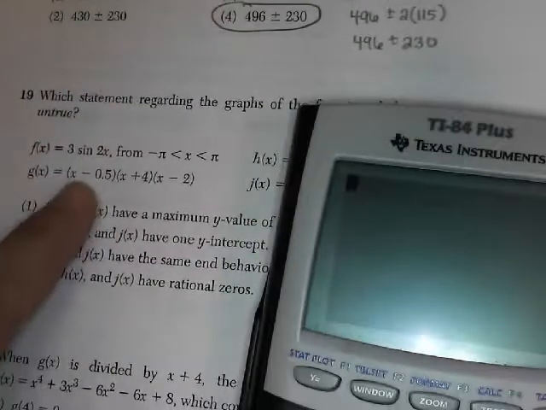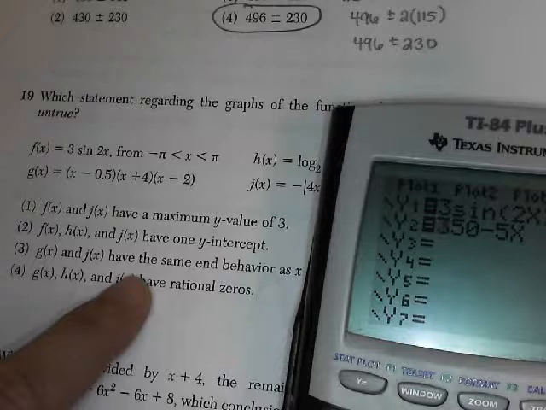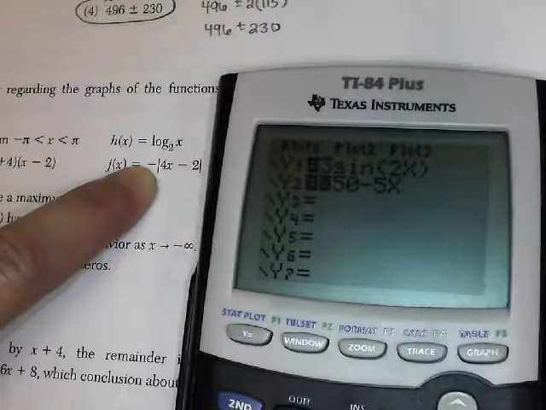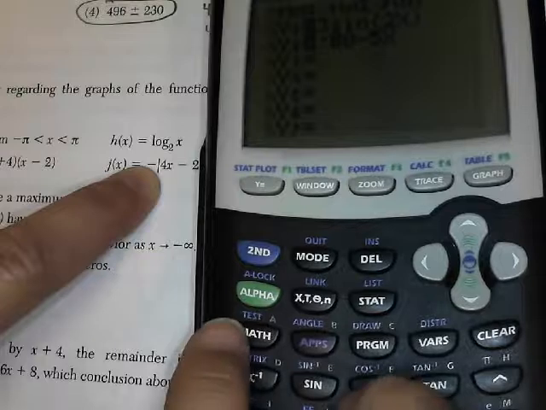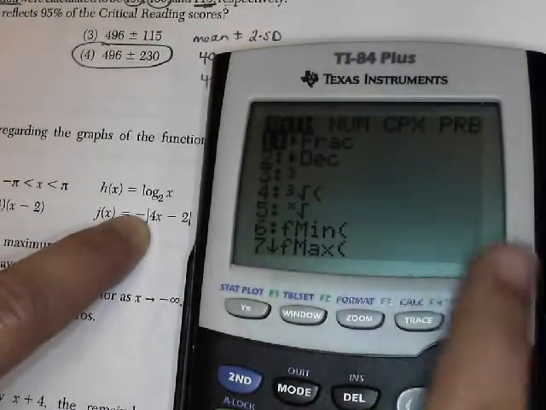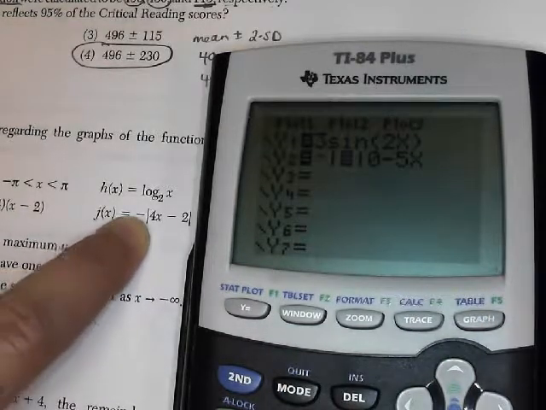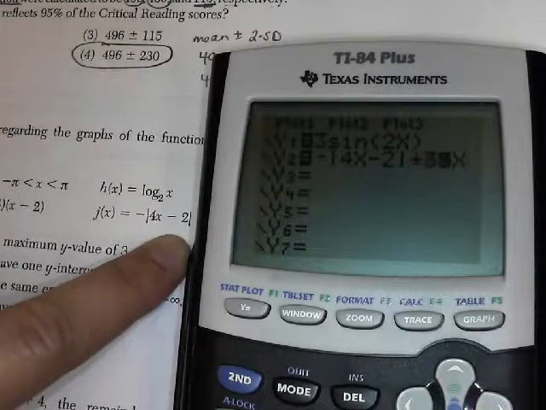F of x is 3 sine 2x. And j of x is the negative absolute value under your math button. So right here, your math button. And then if you go over to number, I think, you'll get absolute value, your first one. And so we'll type in 4x minus 2, and then plus 3 and delete the rest here. Okay, I probably should have cleared that all out from the start. So there's f of x and j of x.